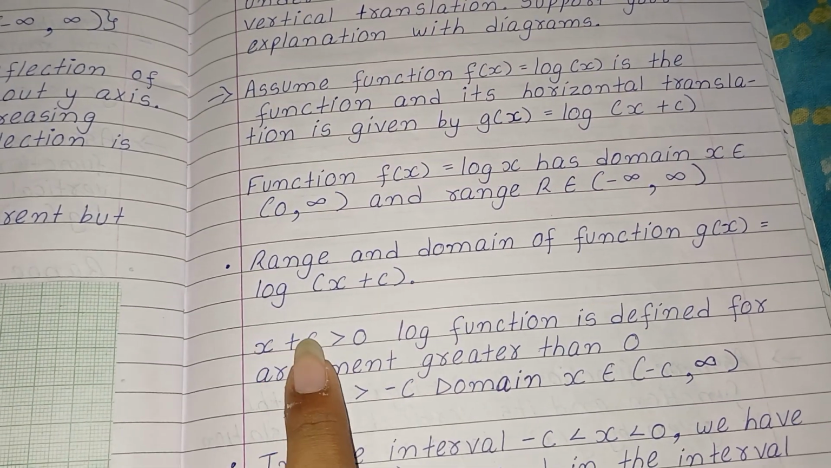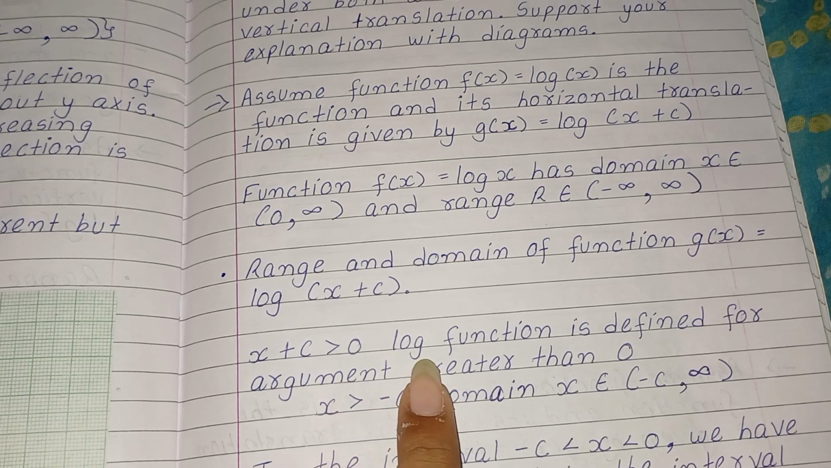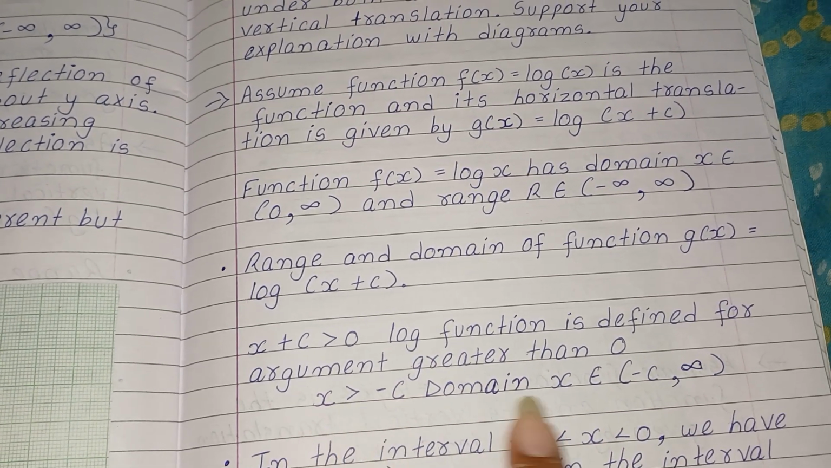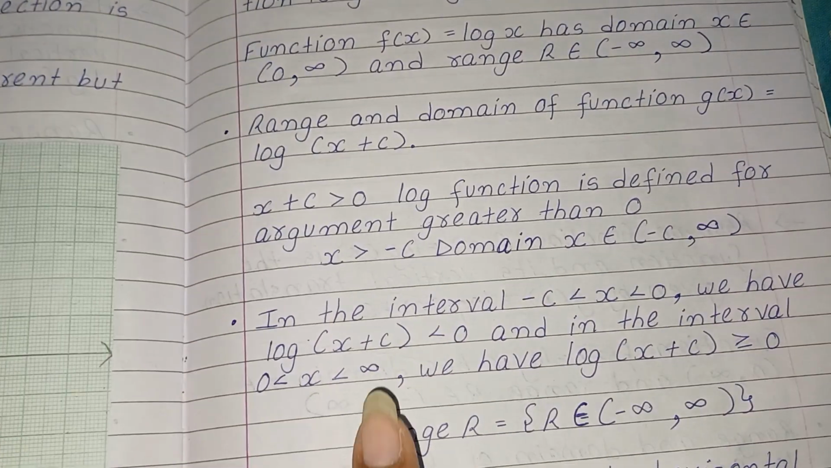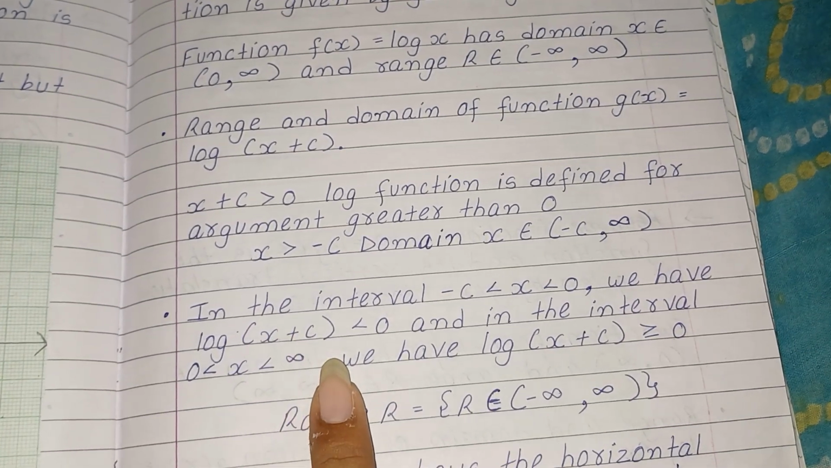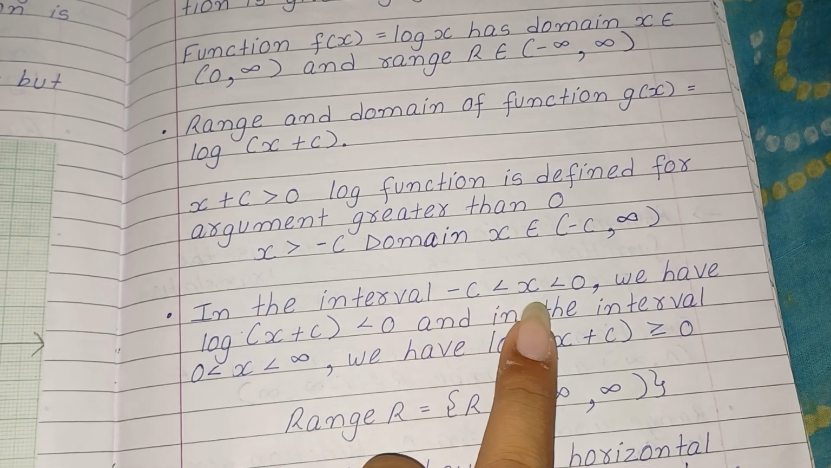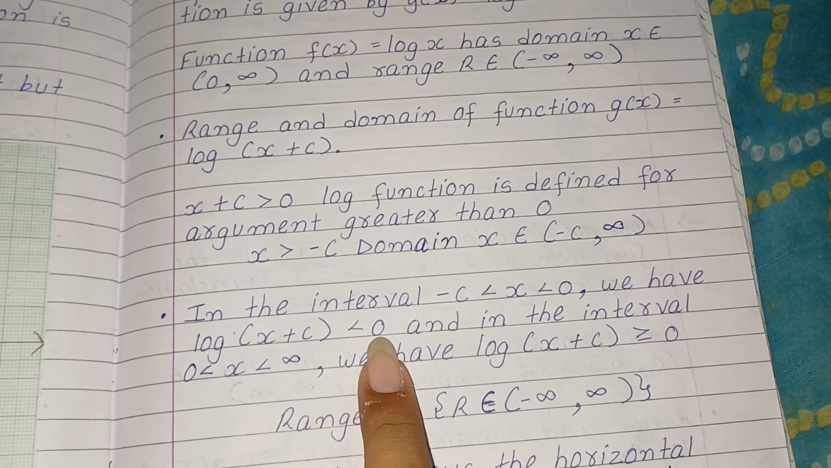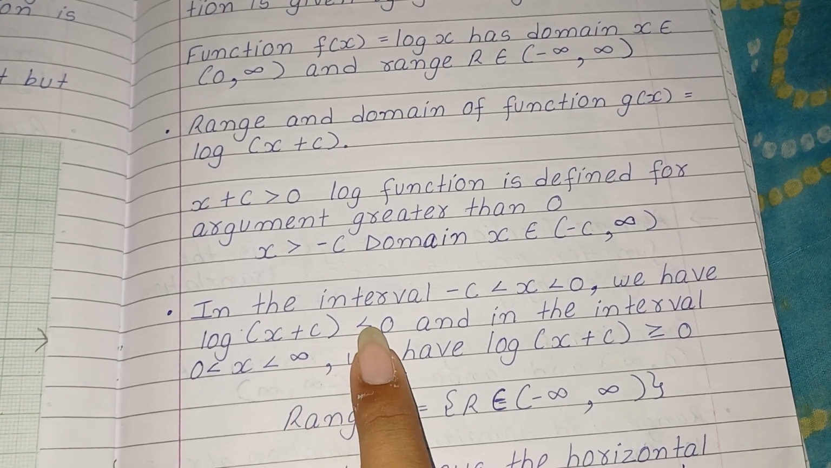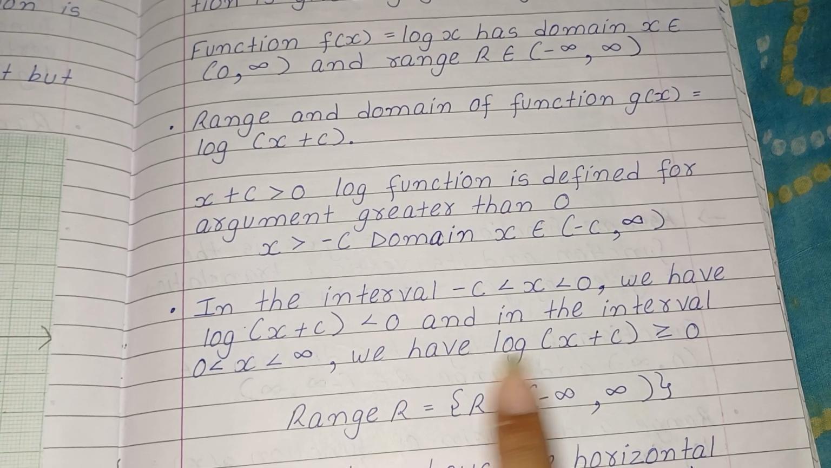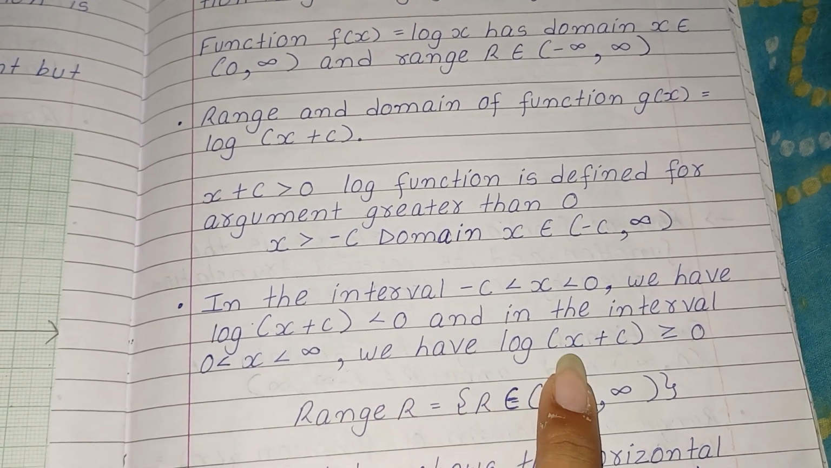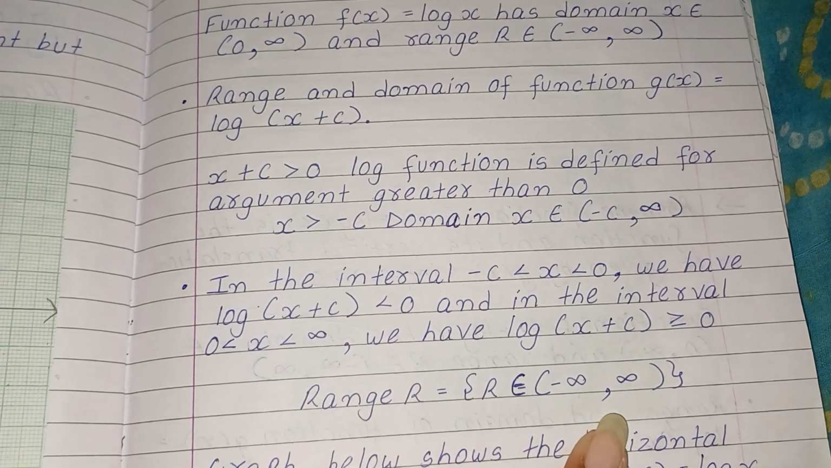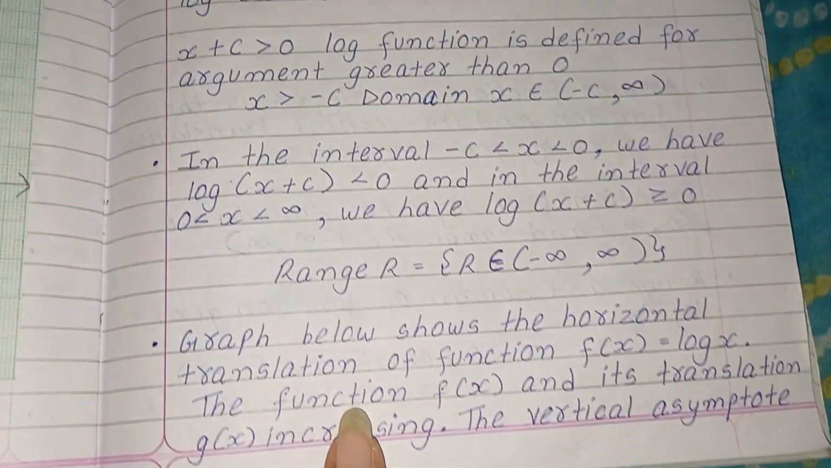For g(x) = log(x + c), x + c must be greater than 0, since the log function is defined for arguments greater than 0, and here the domain is this one. In the interval x > -c, we have log(x + c) > 0 for the argument, and here it is for the range. Now it would be the graph.